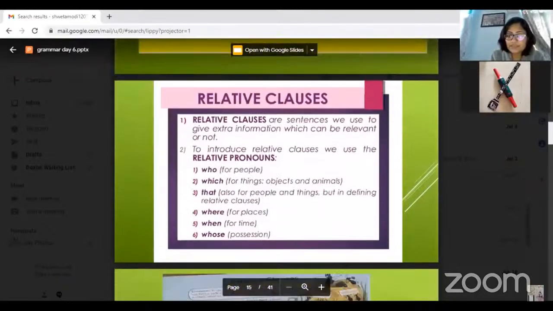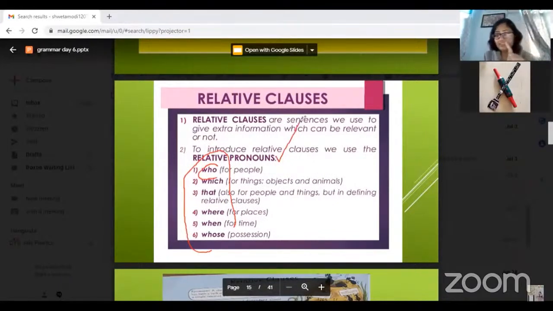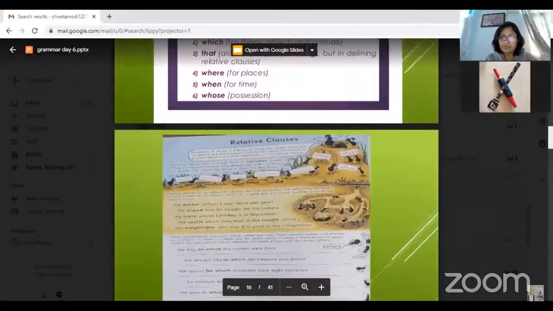Now clauses, these are relative clauses. All these are called relative clauses because they are made by using a relative pronoun: who, which, that, where, when, whose. Okay. So let's see how a relative clause will be used.